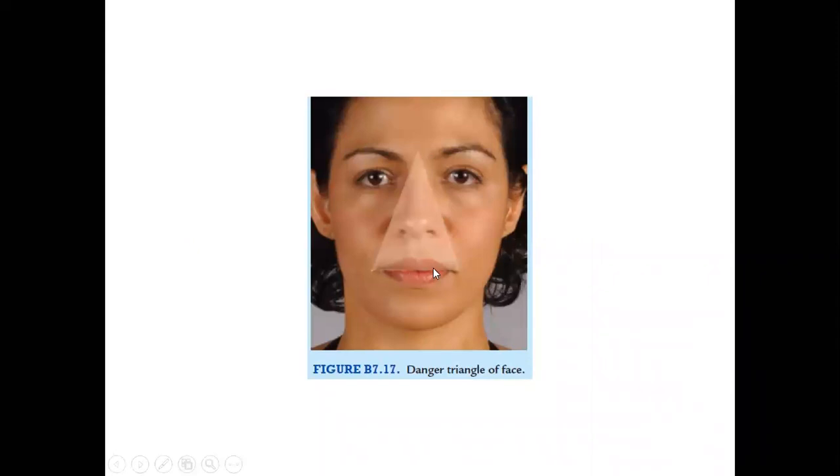So this area is called the danger triangle of the face. If there is infection within this triangle, the infection may spread through the facial vein to the cavernous sinus via the pterygoid venous plexus.